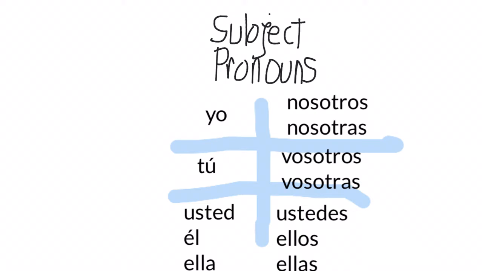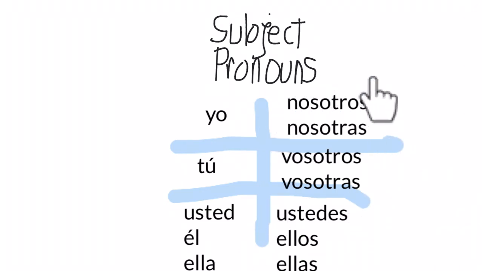So just to review these really briefly, you'll remember that yo means I, tú means you, and it's a friend. Usted also means you, but that's the more formal you. Then we have él, which is he, ella, which is she. This side is the singular side. We're only talking about one person. But when we go over to here, we're talking about more than one.